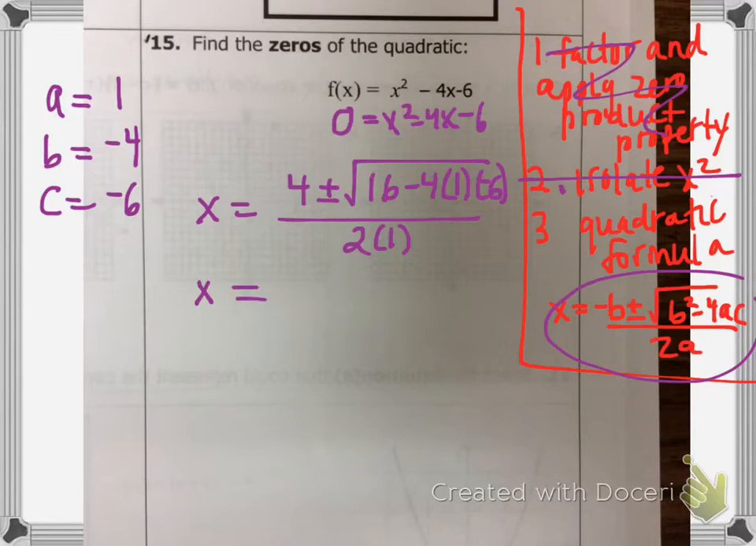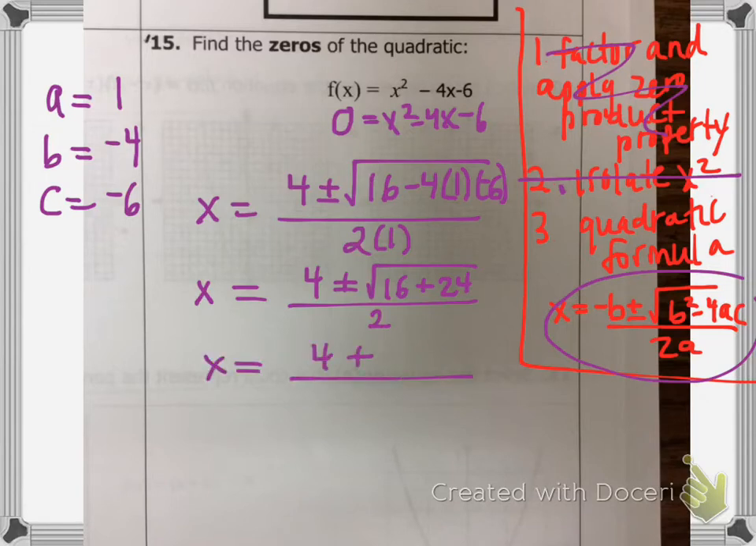So let's start simplifying. So x equals 4 plus or minus the square root, 16. Since I'm multiplying the three numbers after it, I'm looking and I see two negatives, and when you're multiplying, that would be positive. And then 4 times 1 times 6 is 24. And that's all over 2. So x equals fraction bar 4 plus or minus the square root of, this would be 40, all over 2.